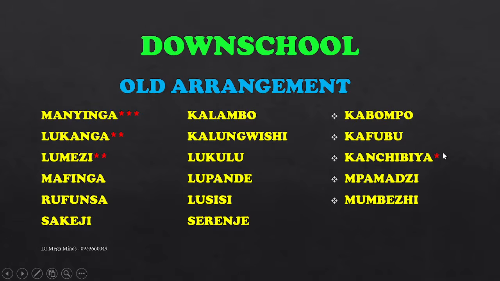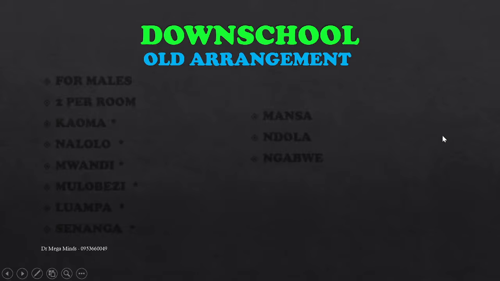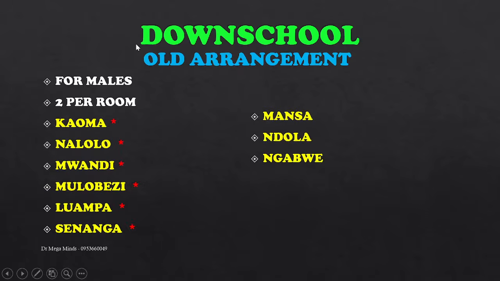Now we move on to the new arrangement. I forgot to edit this. These are newly arranged hostels. They are very new and very nice. The ones which have stars are found at Freshers Compound. They are connected to the genset and they are quite good. Kaoma is the first hostel when you enter the Freshers Compound, and then you go to Nalolo, Mwanti, Mulowezi, Loampa, Senanga.